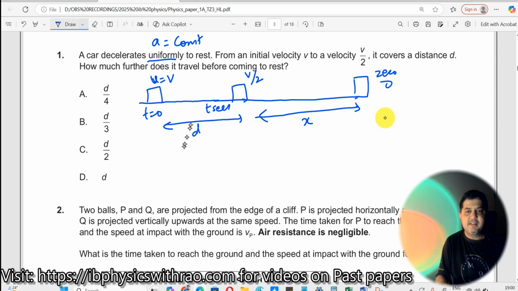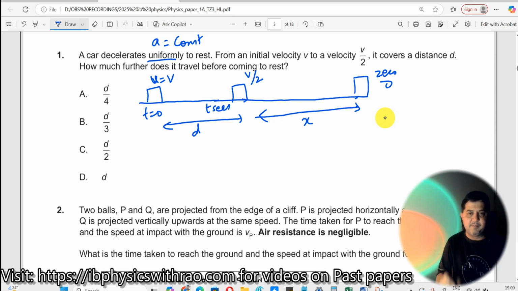Since a equal to constant, the first thing that should come to our mind is, whenever a equal to constant, we can use equations of motion. Now, there are three equations of motion. Which equation will you use? v equal to u plus at? No, because the time is not given over here, so there is no point in using that. Then we can use v square equal to u square plus 2as.